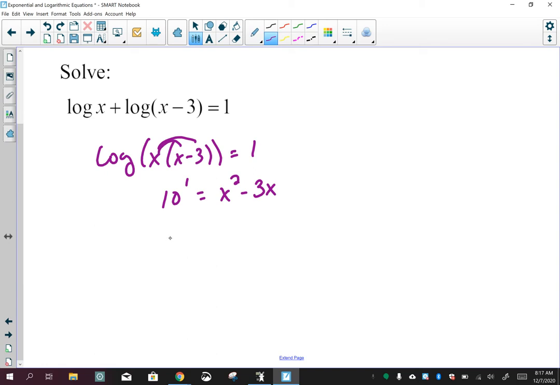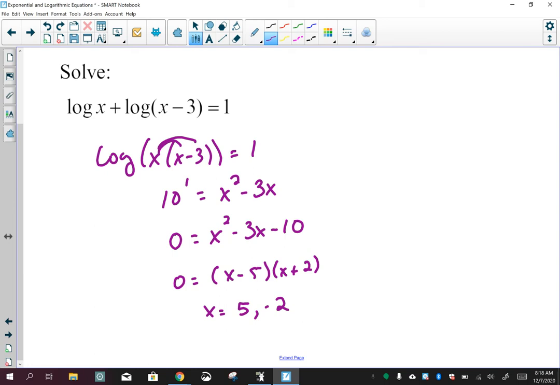So I need to solve this quadratic. I'm going to move this over. I'm going to wind up with x squared minus 3x and then minus 10. So that's going to be x minus 5, x plus 2. So I wind up with x is equal to 5 and negative 2.